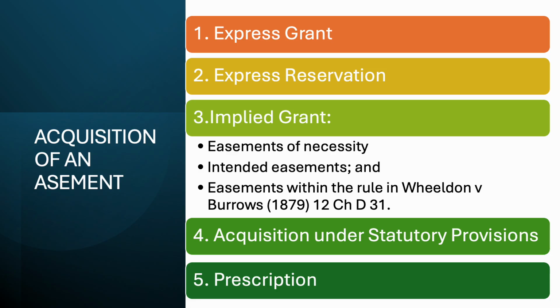Then we have implied grants. This is where it gets interesting. There are 3 categories: easements of necessity, intended easements, and easements in the rule in Wheeldon versus Burrows.